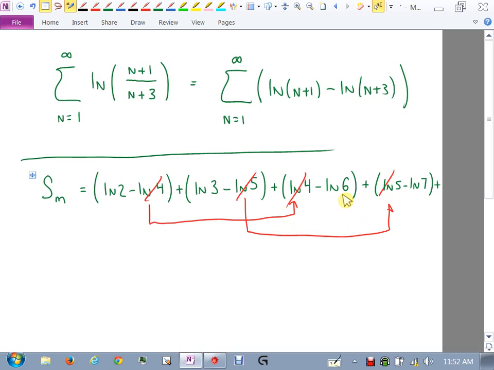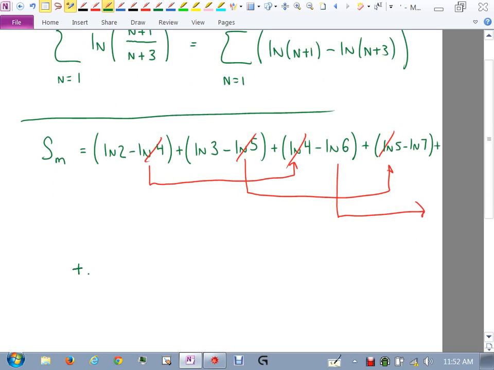Will this second one, natural log of 6, have something to kill off? Well, it needs something down here, right? So that's going to work. I didn't write out the rest of them. I was just trying to show you this pattern, but I highly recommend you write out everything. So let's say down here plus, dot, dot, dot.